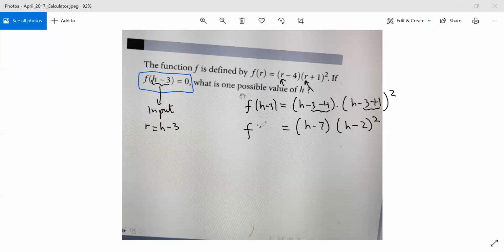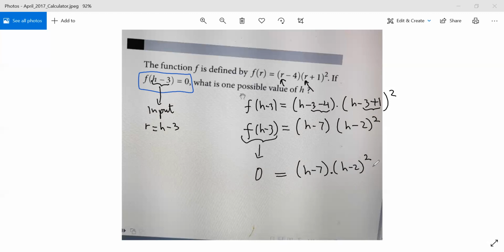And that is this. But it's given that this is equal to 0. So we know that this equals 0, so I'm just going to put 0 here. So 0 equals h minus 7 times h minus 2 squared. Now, this equation is already in the factored form. So when you have the equation in the factored form, and if it's equal to 0, then you're just going to set each factor to 0.